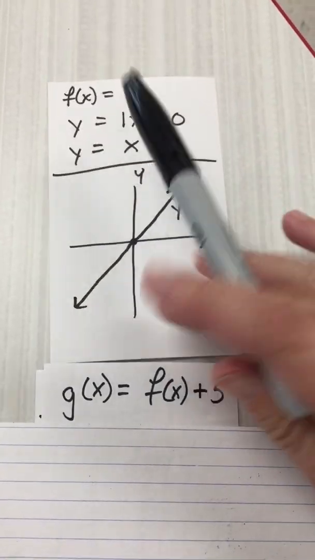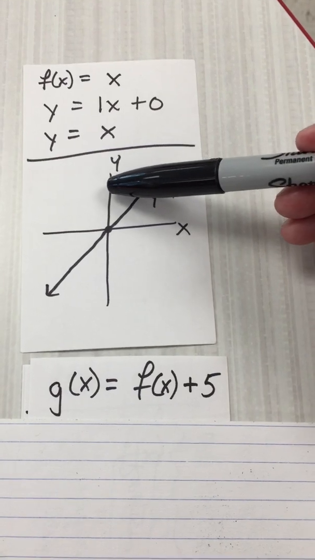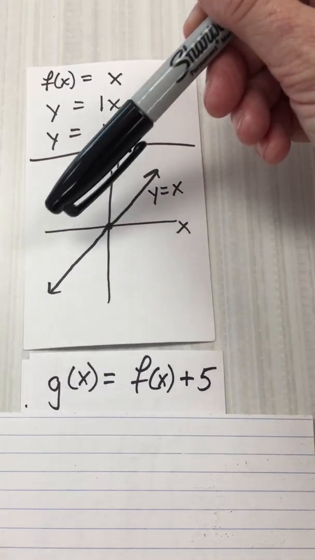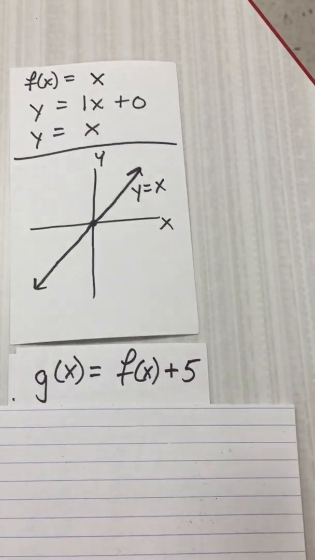Instead of crossing here at 0, it's going to cross up here at a positive 5. So it doesn't change the slope. It just shifts the whole line straight up. So that is shifting it up 5 units.